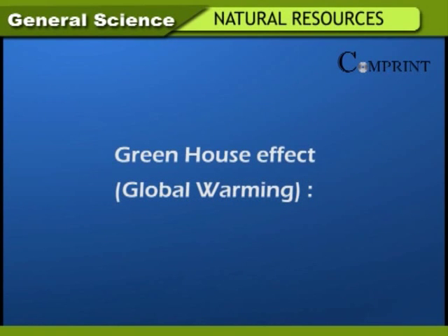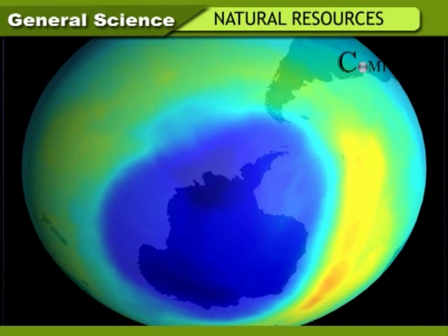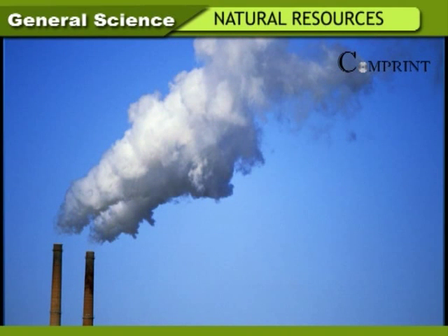Greenhouse effect, global warming. Earth absorbs some part of the radiation from the sun and emits some part of it onto the atmosphere. Gases like carbon dioxide, methane, ozone, and water vapor, which are known as greenhouse gases, absorb the heat reflected by the earth. As a result, the atmosphere gets heated up. As there is enormous release of gases like carbon dioxide into the atmosphere, earth is absorbing more heat of the sun and it is getting heated. This is known as greenhouse effect or global warming.